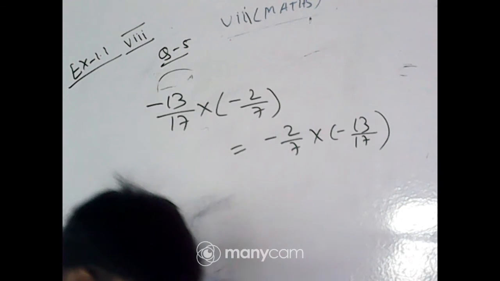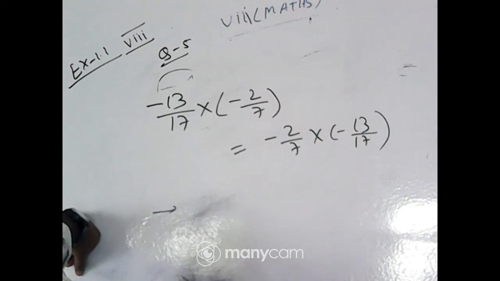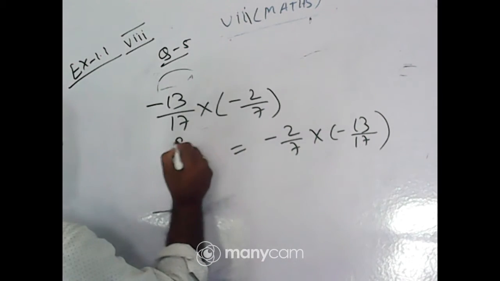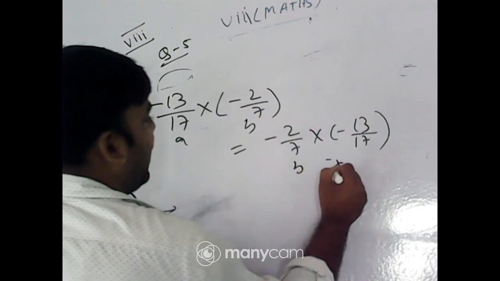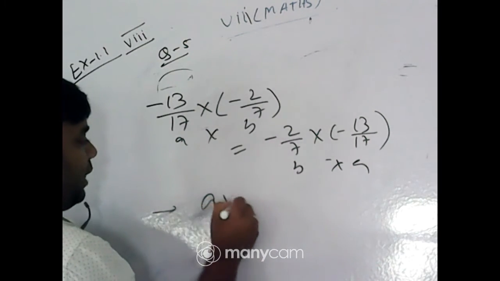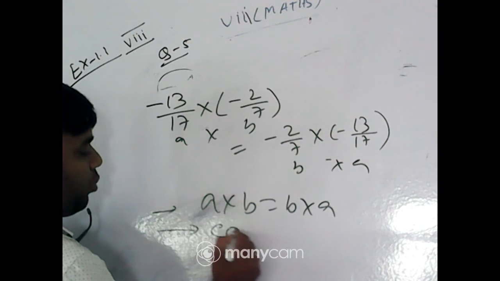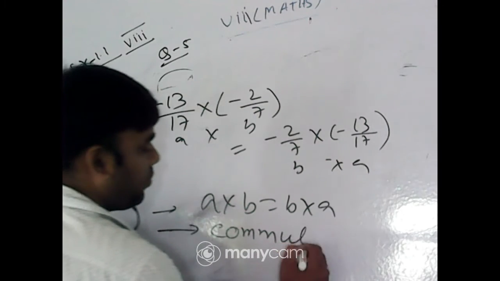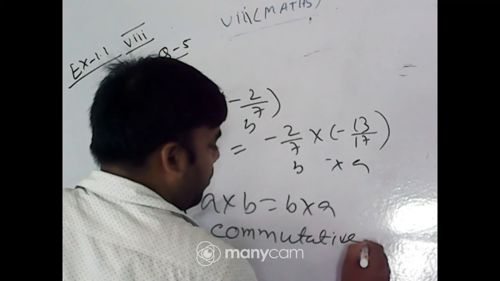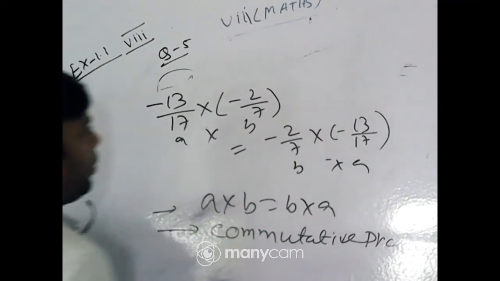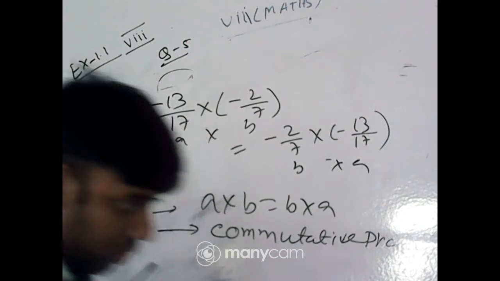Very good, Sanchari, very good. Supriyo, Onik, Tawfiq Hossain, very good. So here it is A, it is B, it is B, it is A. So A into B equal to B into A. So what property? It's very easy, commutative property. Okay, so commutative property is used here. Okay, very good.